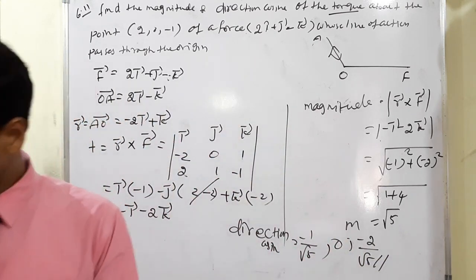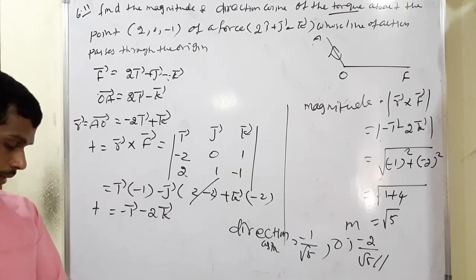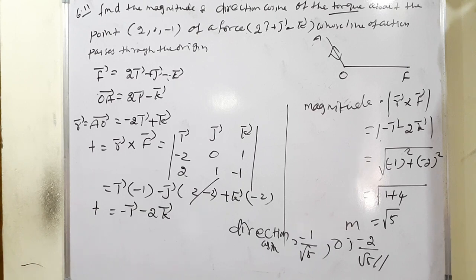Okay, so check their answer also, because for i and k we have the minus: minus 1 by root 5 and k also minus 2 by root 5.